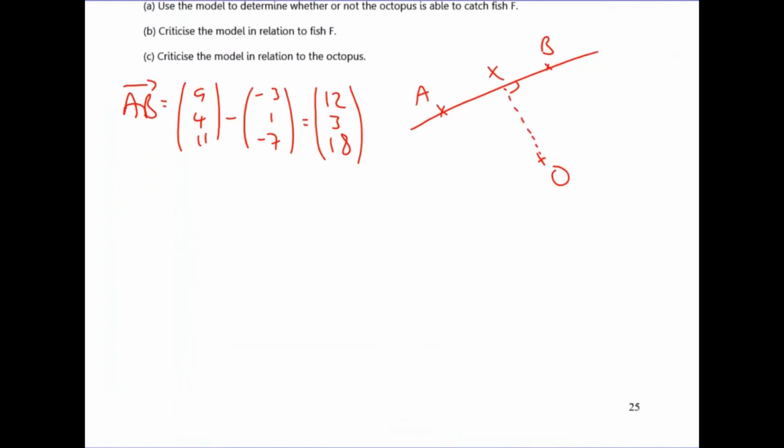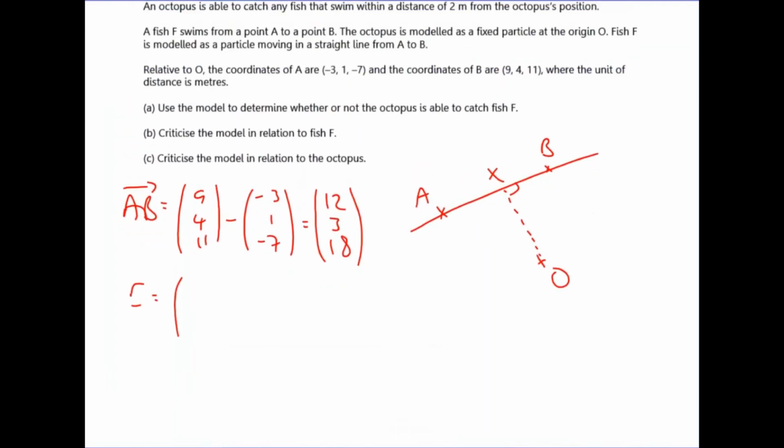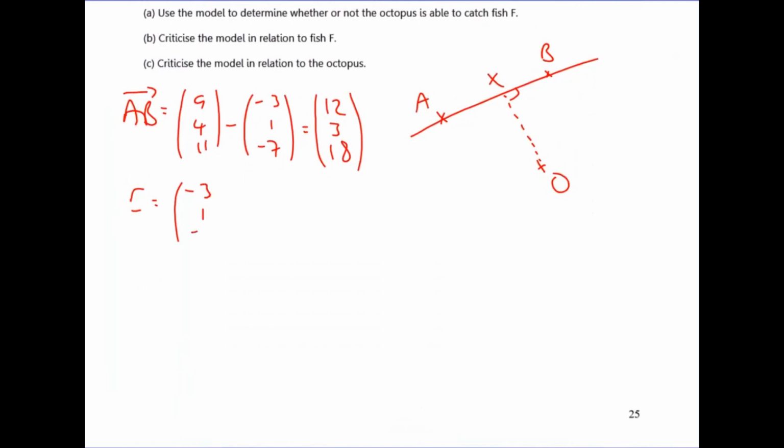That's fine as well. The equation of the line then, so use a point that the fish goes through. So use (-3, 1, -7) plus lambda times your direction vector. I'll just stick with using this because I think most of you did use that. So (12, 3, 18). This is the equation of the line that the fish is on.